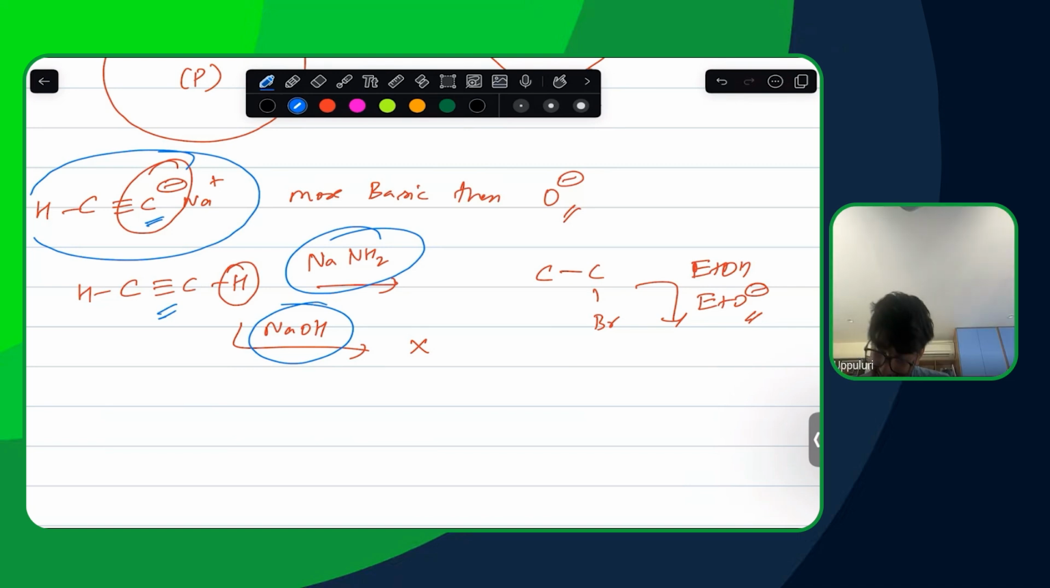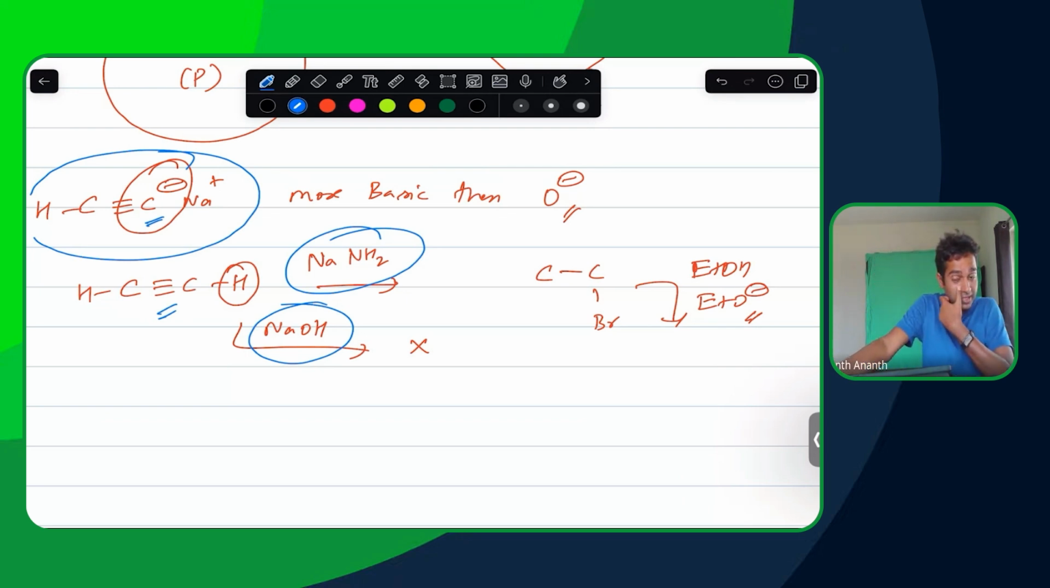You're supposed to realize that C minus in sp is automatically more basic than any O minus you will have, unless and until it is O minus 2. O minus 1 is definitely going to be a weaker base compared to that. If a normal alkoxide, ethoxide, can do elimination reaction in your normal E2, why would this not be able to do so? This should certainly be able to do it.